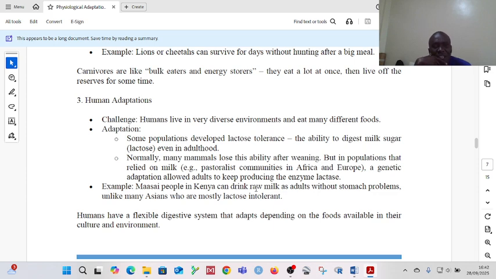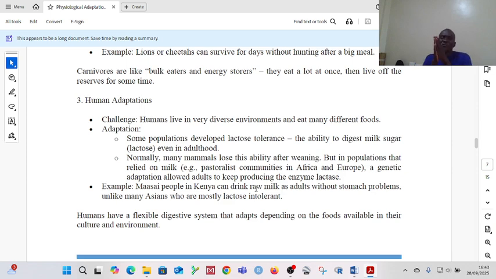In line with these adaptations about diet, you end up having some populations developing what we call lactose tolerance. Lactose tolerance is the ability to digest the sugar that is found in milk, which we call lactose, even in adulthood. Normally, upon weaning, that ability is lost. But it has been found that in populations that still rely on milk, there has been a genetic adaptation that allows them to keep producing the enzyme lactase. So that is a physiological, genetic adaptation in response to the food that that particular human population is exposed to.